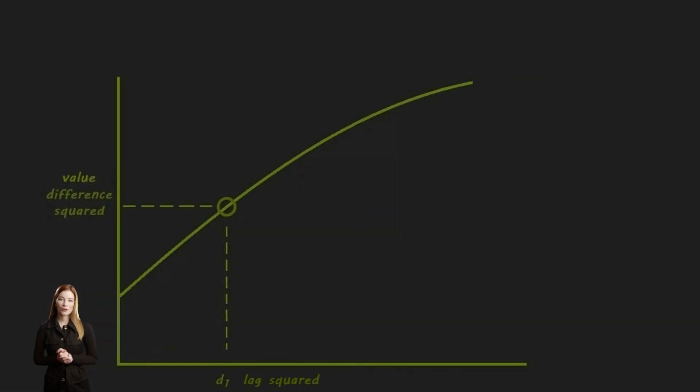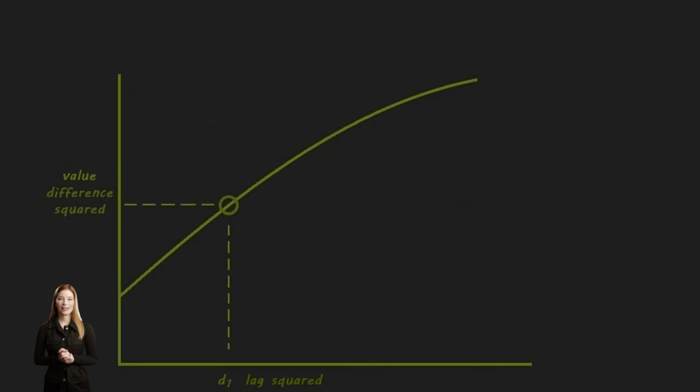The differences in value of an interpolated parameter are then squared. The variogram value for a particular lag distance is then calculated by averaging these squared differences. The result is the variogram value at that lag distance here marked as D1.